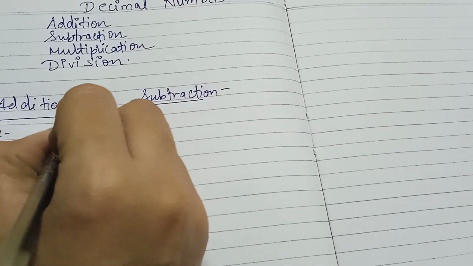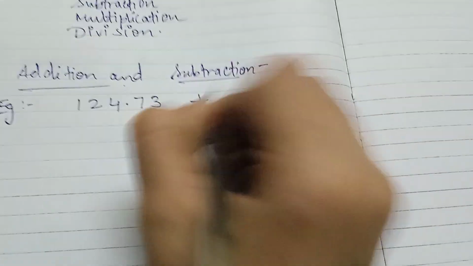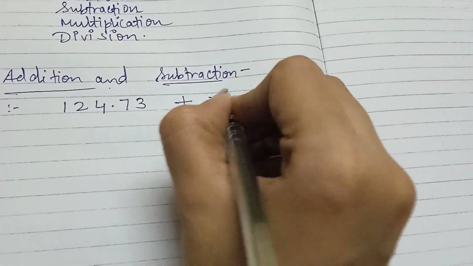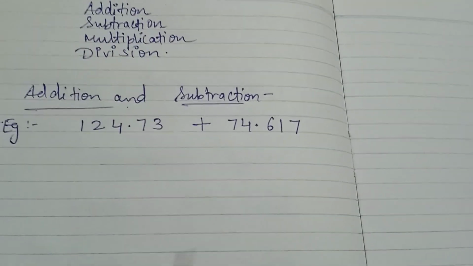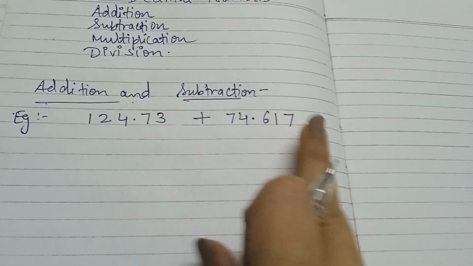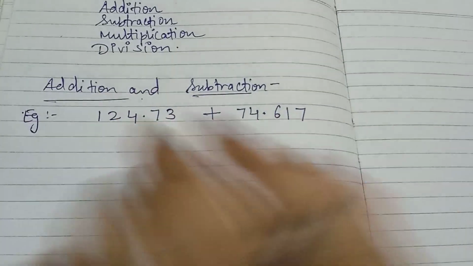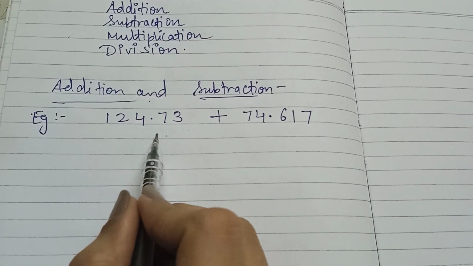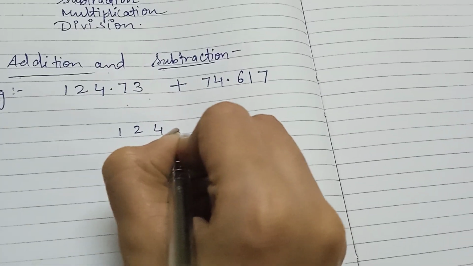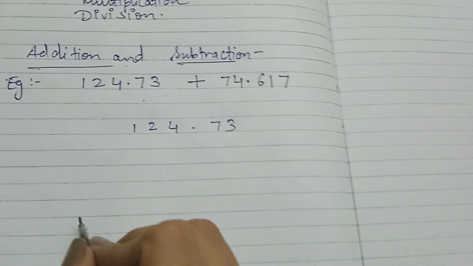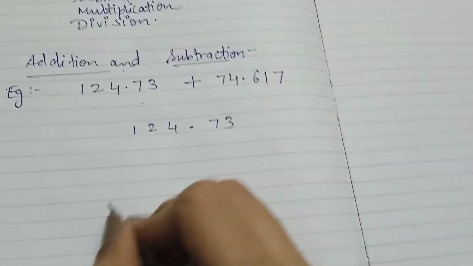See, 124.73 added to 74.617. Okay, now the operation is addition and there are two decimal numbers, so we have to add them. Now what we are going to do, the first number, that is 124.73, we are going to write as it is. First number we write as it is from left to right.